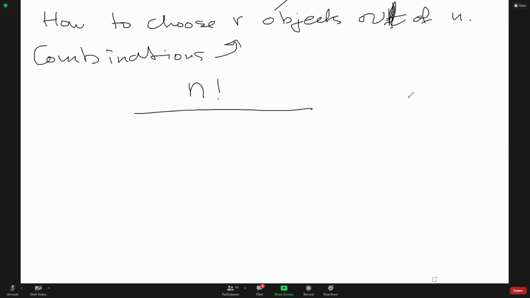Now I have two types of objects, the ones I chose and the ones I didn't choose. Within each of these groups, these are two kinds of objects, right? It's the same as before. Within these kinds of objects, I don't care about the order. What is the cardinality of the first kind? r. These are the ones I chose. What is the cardinality of the other kind? Well, it's the rest.